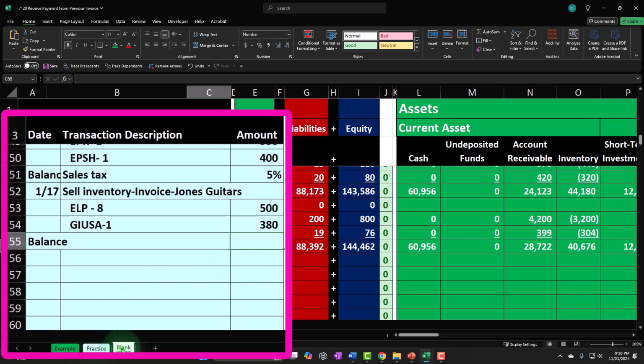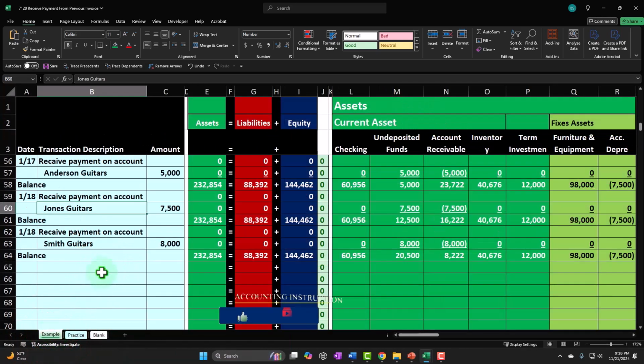Example, practice, blank. Example, in essence, the answer key. Practice tab having pre-formatted cells so you can practice the practice problem with less Excel formatting. The blank tab, the one we will be working on, is where we started with a blank worksheet, basically working within a template now. However, we will be adding to that template as needed as we go. Let's go to the example tab to get an idea of what we will be doing.